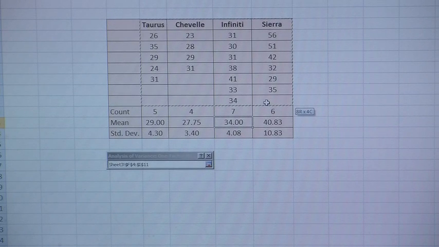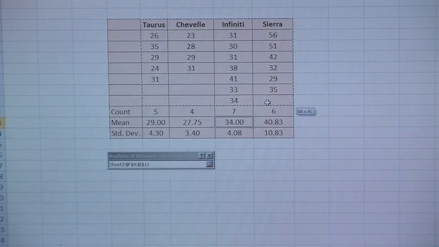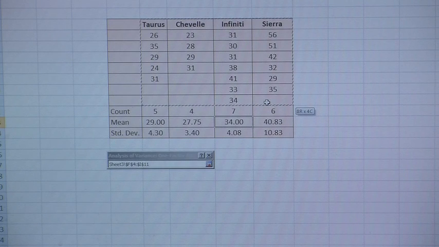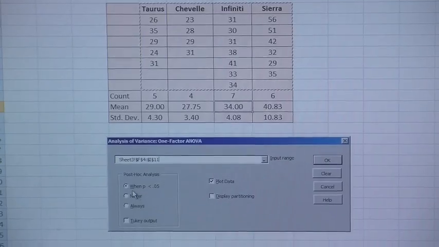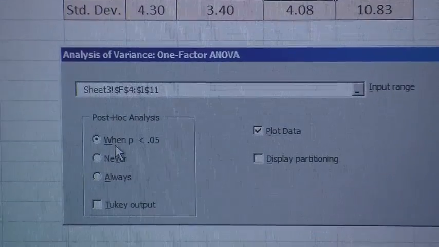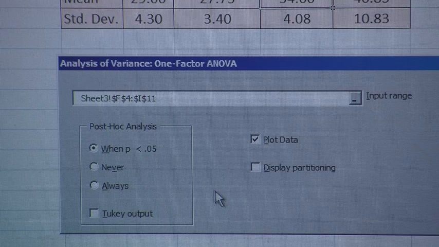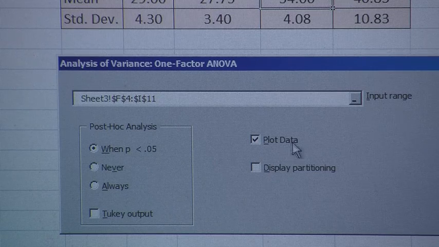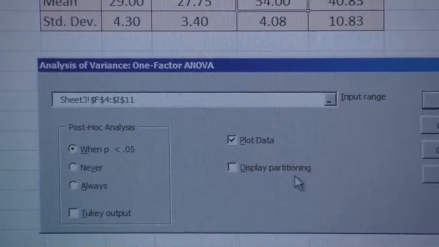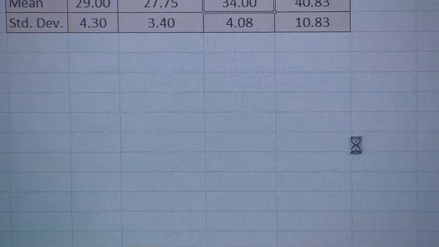Even though some of the brands have more elements than others, we still highlight the entire grid. I didn't include my descriptive statistics. And we'll ask for post hoc analysis. It says here when p is less than 0.05, yes, because that's our critical value. And then we'll look for a plot of the data. That might be good for us to look at. We're not going to ask for display partitioning. So we click on OK.